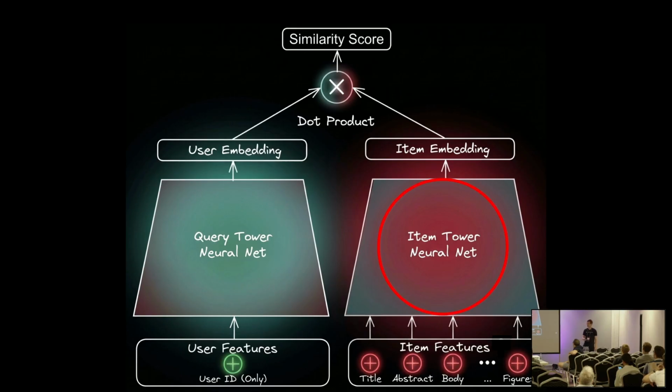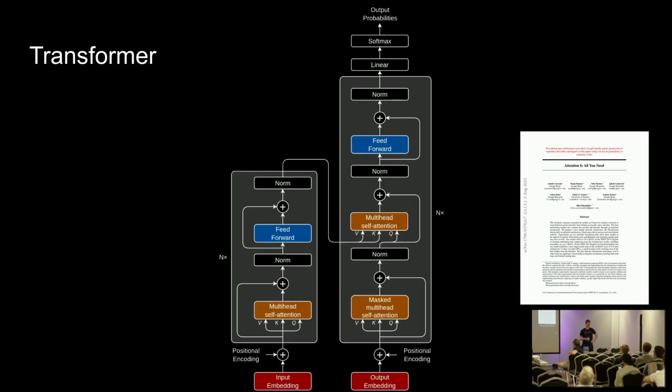Okay, let's talk a little bit about this very dense item tower neural net that's on the right-hand side here. So I think you're familiar with transformer. Can I get a quick show of hands if anybody doesn't know transformer architecture? Maybe you don't want to out yourself, but this paper came out in 2017: Attention Is All You Need. Very central for all the LLMs.